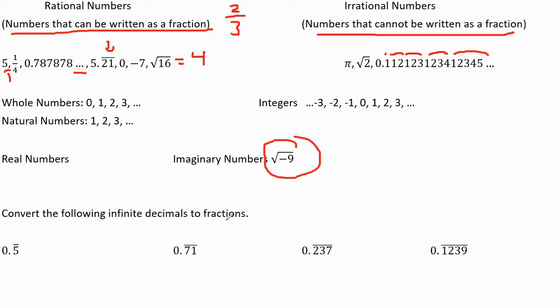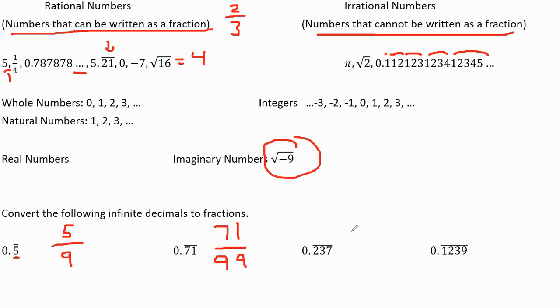And finally, we're going to convert these following infinite decimals to fractions. You look at how many numbers are under this line, or how many numbers are in the pattern repeating itself. And that's how many 9s you put on the bottom. So this 5 would go on the numerator, and there's only one of them there, so we put 1 on the bottom, and that'd just be 5 over 9. 0.71, 71 goes on top, and there are 2 numbers there, so that's how many 9s are going to go on the bottom.